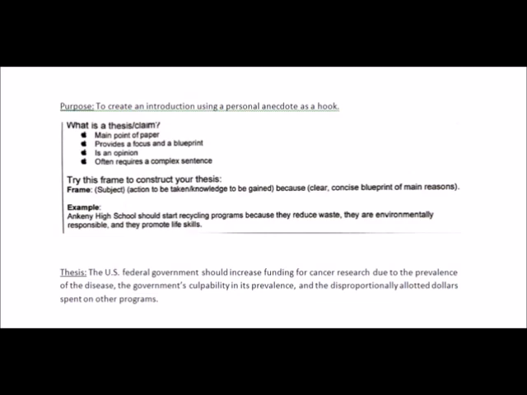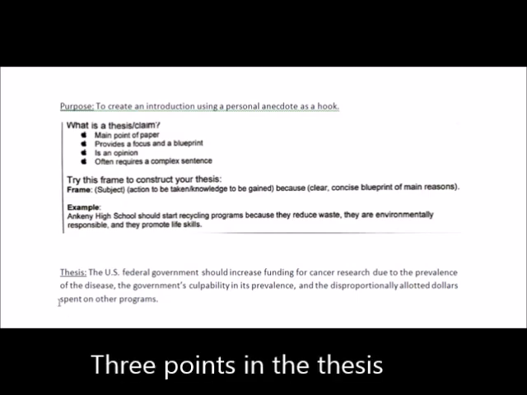Okay, so I have my thesis. I've used our frame to create it. Our thesis reads, the U.S. federal government should increase funding for cancer research due to the prevalence of the disease, the government's culpability in its prevalence, and the disproportionately allotted dollars spent on other programs. So we're going to start then with our hook, and in this case, we're talking about cancer, and I have a personal connection.